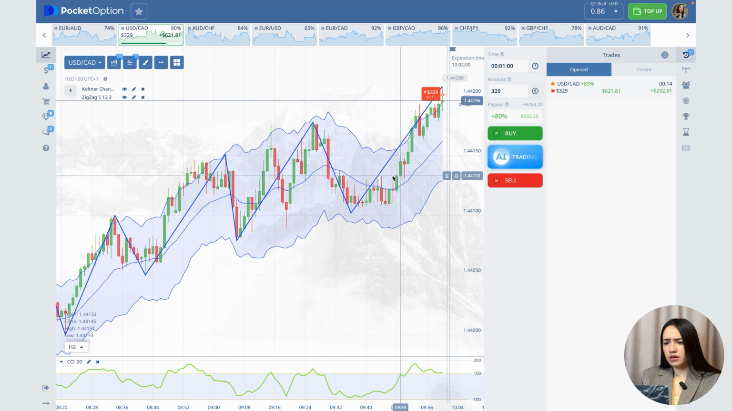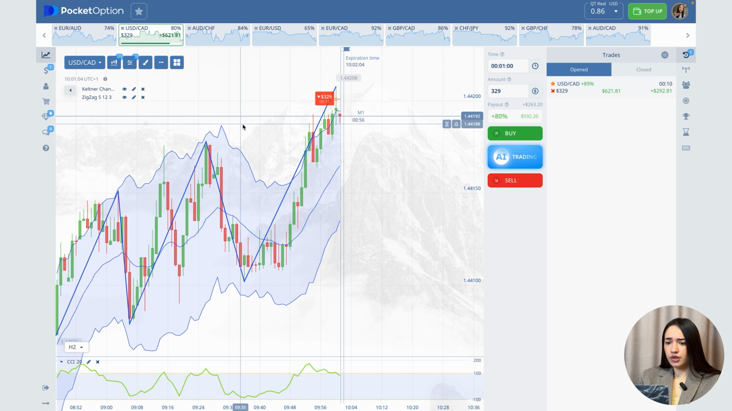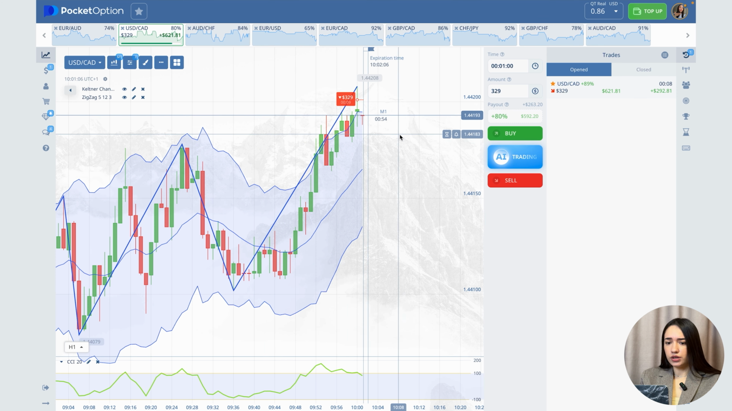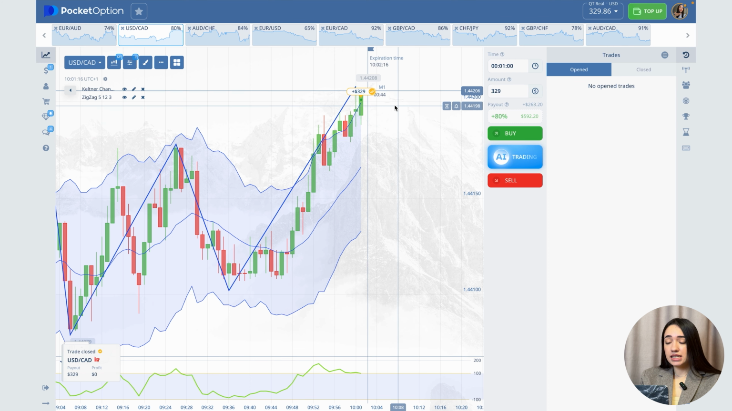I think, guys, the reversal should happen in the next minute. There are 10 seconds left before the transaction is completed. And the trade closes at zero.